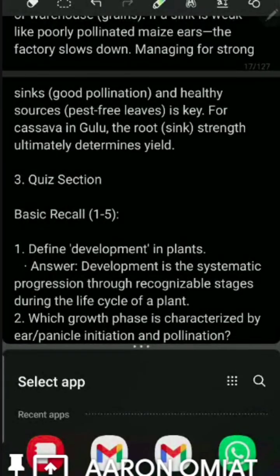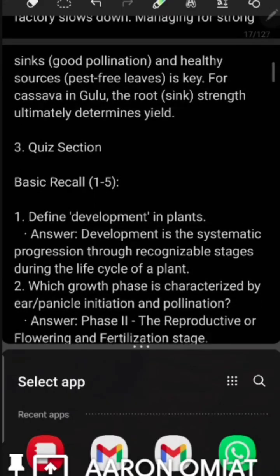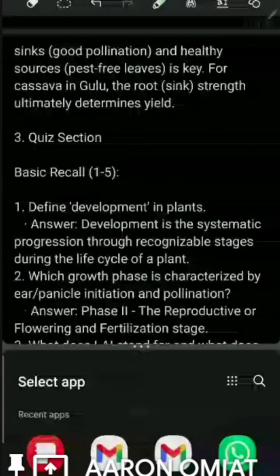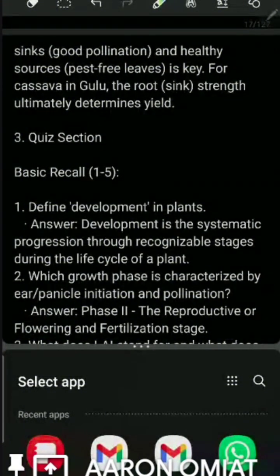Patricia, which growth phase is characterized by ear or panicle initiation and pollination? Yes, Patricia? I'm not sure, but I think it's the mature stage. So it's the reproductive or flowering and fertilization stage. We have the first stage, then the second. So this is the second stage. And the maturing stage is the third stage, whereby it is forming grains or fruits or whatever.